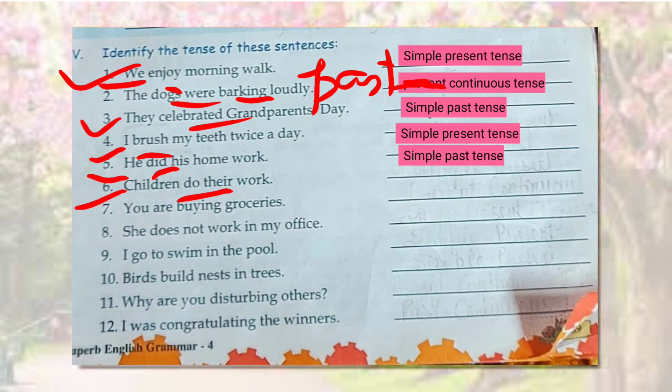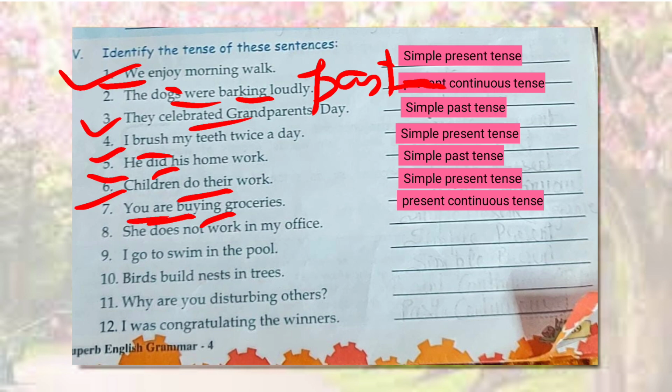Children do, first form of the verb had been given, so it is an example of simple present tense. We are buying groceries, r is given and the ing form is given, it means the action is going on. So it's an example of continuous tense, that is present continuous tense. Why is it present? Because r is given. All right. She does not work in my office. Here the negative form had been given, and s or es is added. So we know that it is a rule of simple present tense. So it's an example of simple present tense, that is negative form.